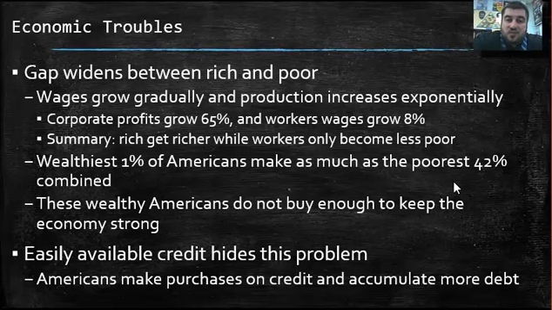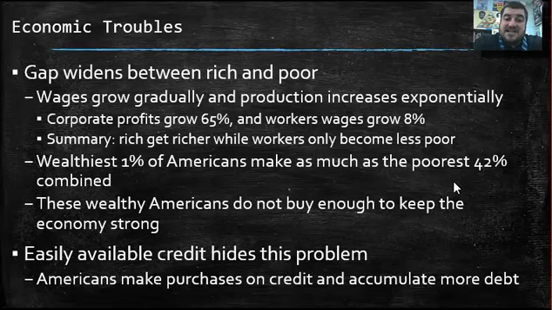And the wealthiest 1% of Americans, so think of all the people in America, and think of the 1% of the people who are the richest. They make as much money as the poorest 42% combined. Now, even though these people have a lot of money, they're not buying a lot with it. They're not buying enough to keep the company strong or to keep the economy strong. They're only buying extravagantly what they need, but it's still not enough.